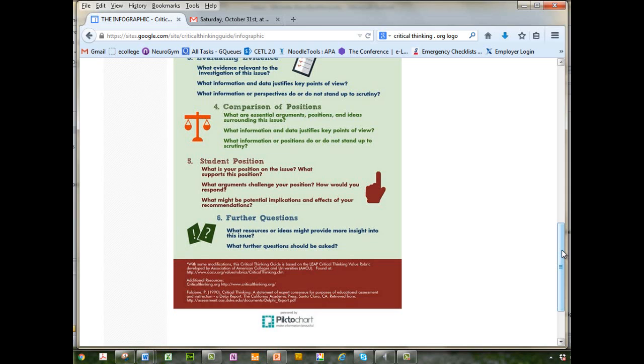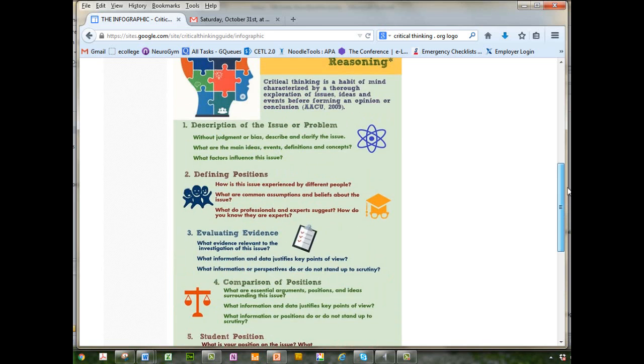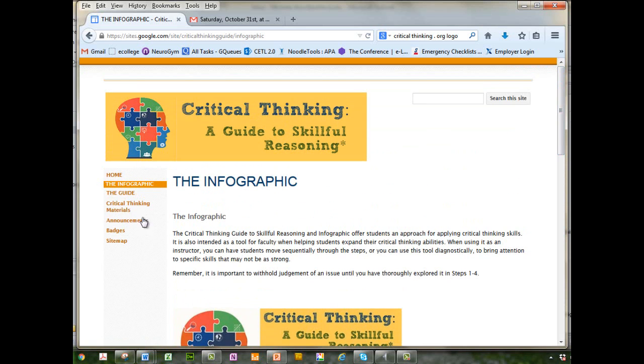And then finally, because nothing ever stops at the end, what are the further questions? What are the impacts that we need to think about in considering this issue moving forward? So that's the model right there.